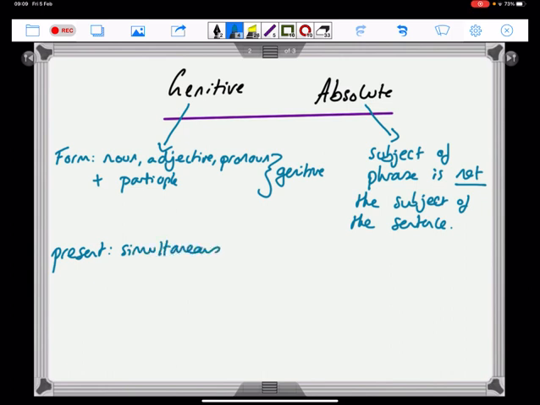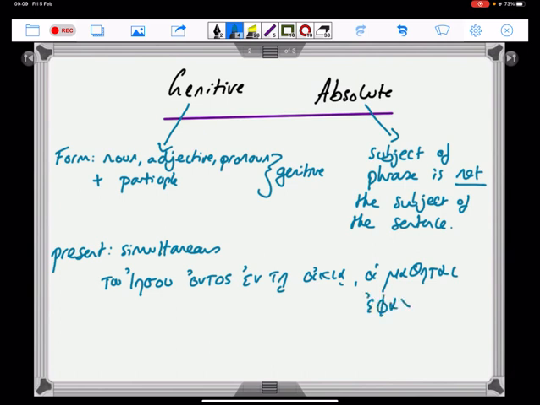So you might have something like: Iesou ontos en te oikia hoi mathetai ephagon. While Jesus was in the house, the disciples ate.